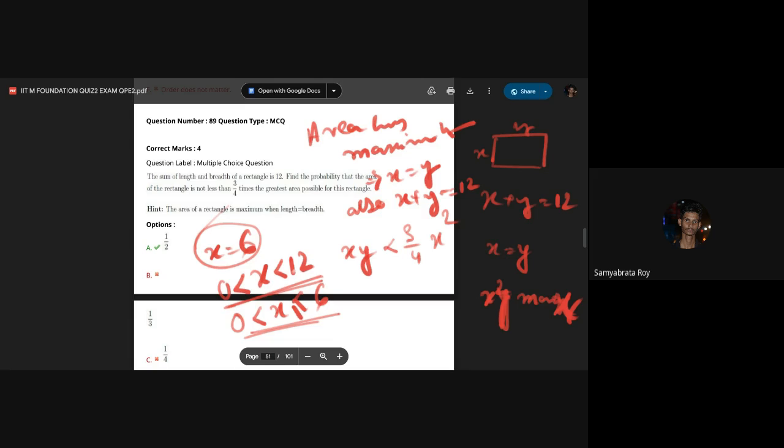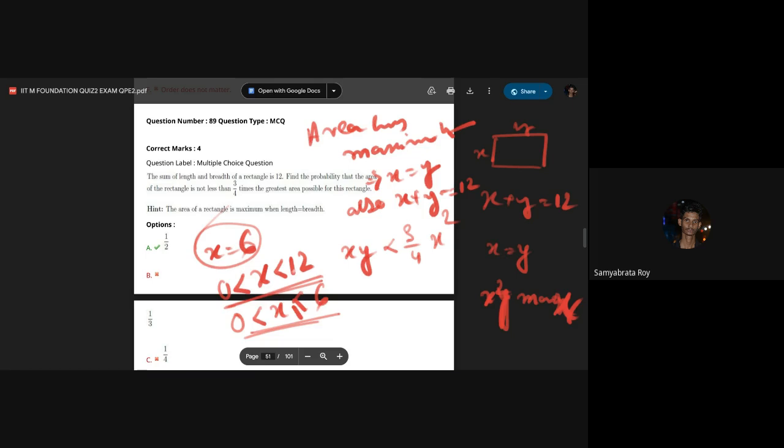Sir, so will the greatest area possible be 36? We're considering x as 6. Yes, but I'm not going into that argument. We can compare between areas, but I'm telling you, if the area is attaining the maximum value, then what is the value of x?